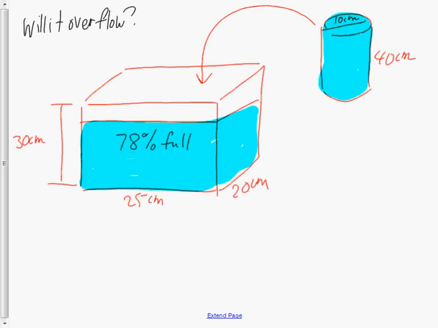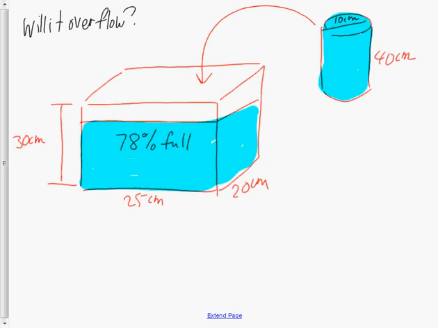Okay, so here's a variation of your volume questions. This one is called Will It Overflow? So basically we have a picture of a rectangular prism that is filled with water, and it is 78% full. And then you have a cylinder or a cup of water that is completely full that you add to this container, and the question is, will it overflow?